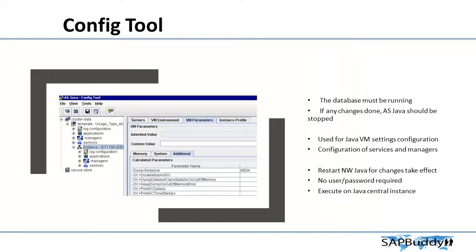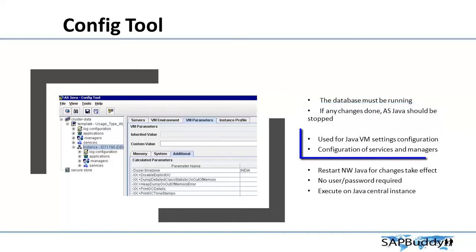Okay, the first tool which we are going to see is the config tool. The config tool is used to maintain the settings of SAP application server Java in the database. It is therefore necessary to keep the database running when you are making any changes. Meaning to say, this is a prerequisite for using this tool. The database must be running. If any changes are done in application server Java, it should be stopped.